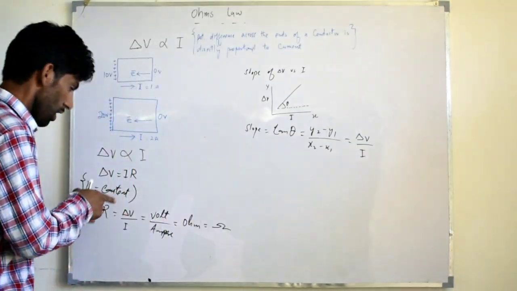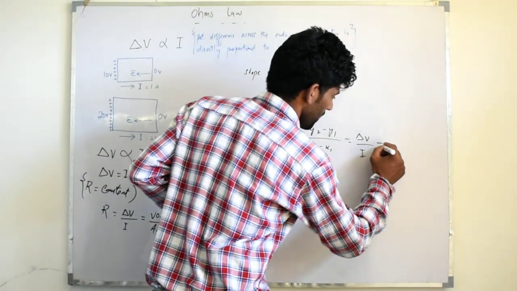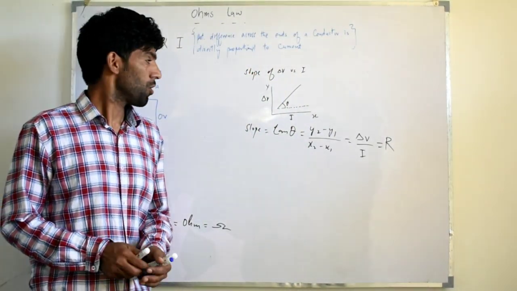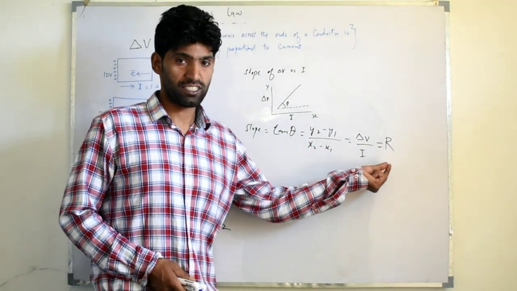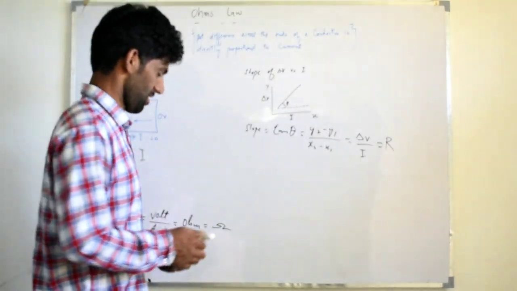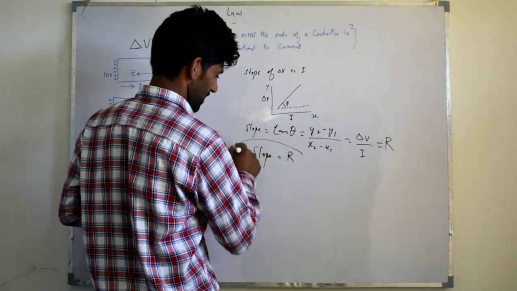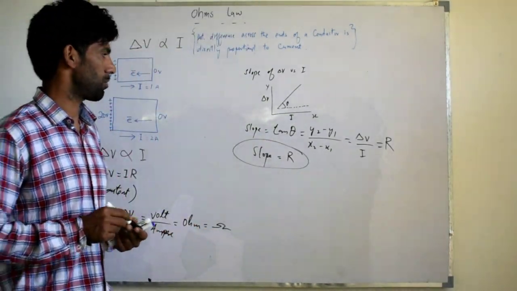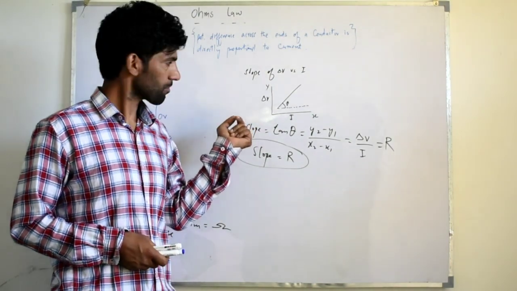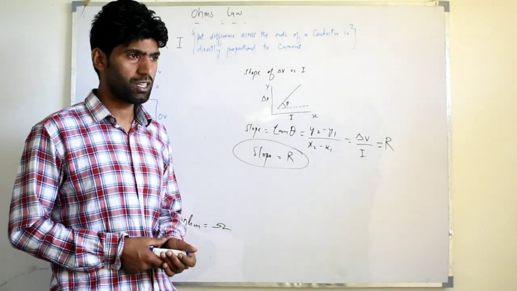And look here. Del V upon I is equal to resistance, R. So I will write slope is equal to R, the resistance. So the slope for Ohm's law is equal to resistance. The slope of del V versus I just gives us the resistance. This is an important term here: the slope of del V versus I, which is current, for Ohm's law is equal to resistance.